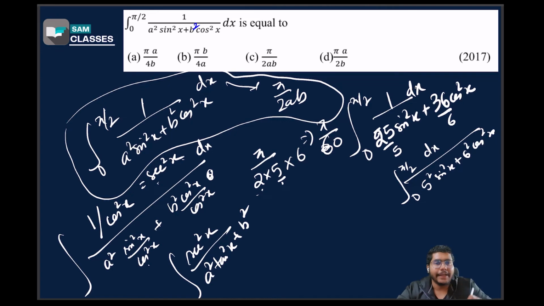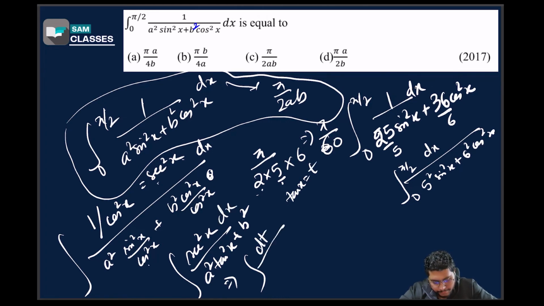Now I know if I take tan x as t, secant square x dx will be dt, and I'll be able to solve it in seconds. Correct. So what I can do, I'll take tan x as t. So secant square x dx will be what? dt. So dt by a square t square plus b square. Now divide the whole thing by a square.